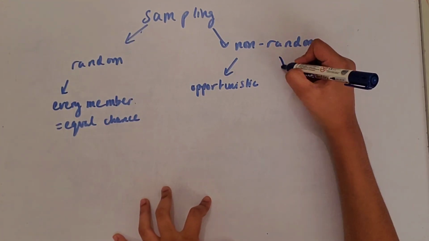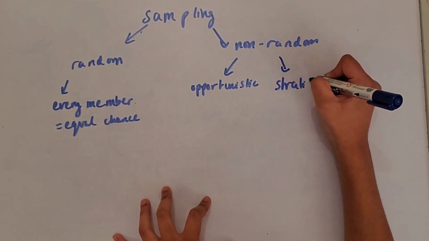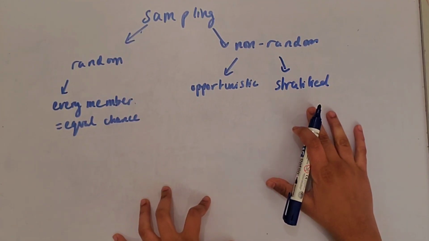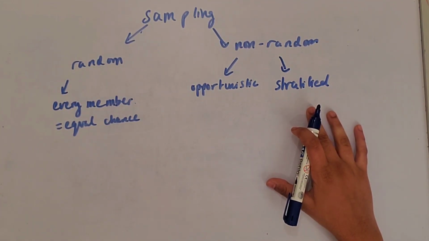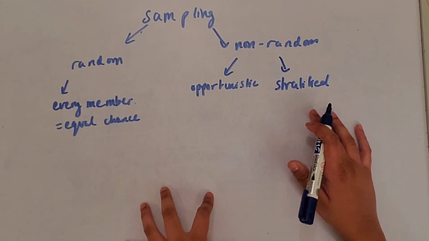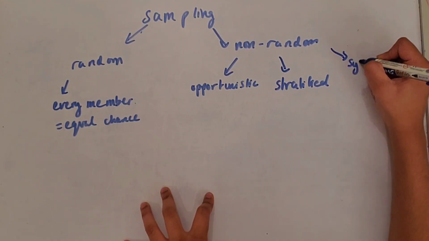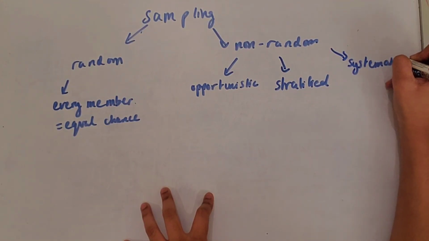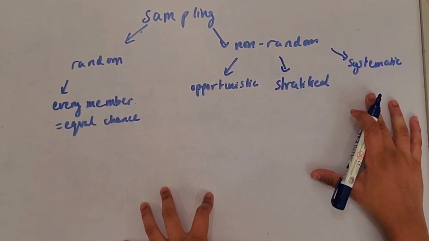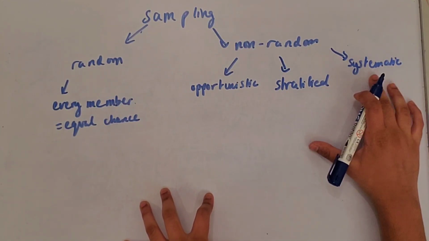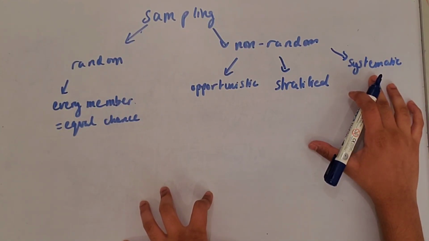Stratified, which involves splitting the population into strata and then drawing samples from the subgroups. Now this is good because it makes sure each subgroup is proportionally represented in the overall sample. And the last one is systematic, where we take data at regular intervals, for example, every 10 meters.